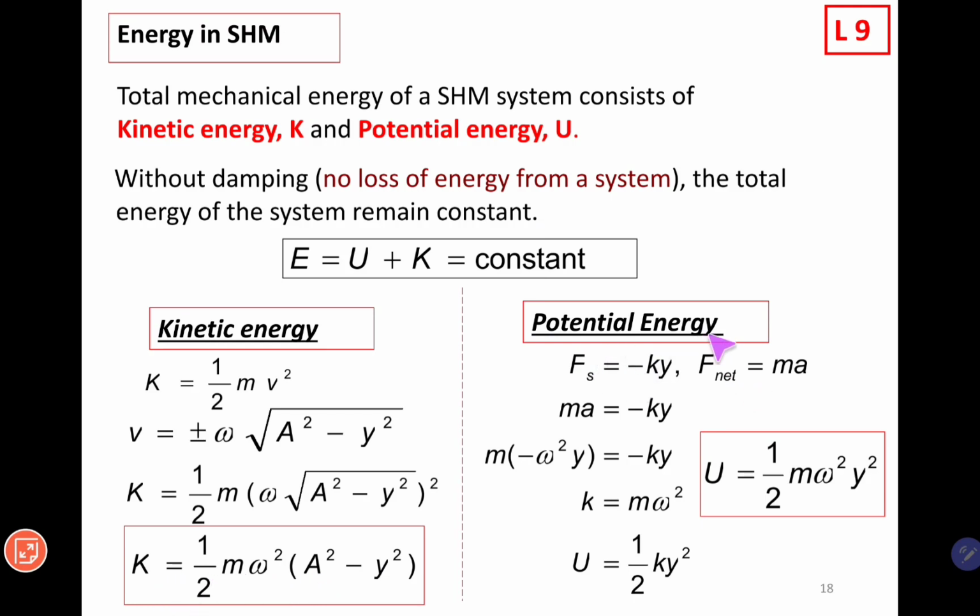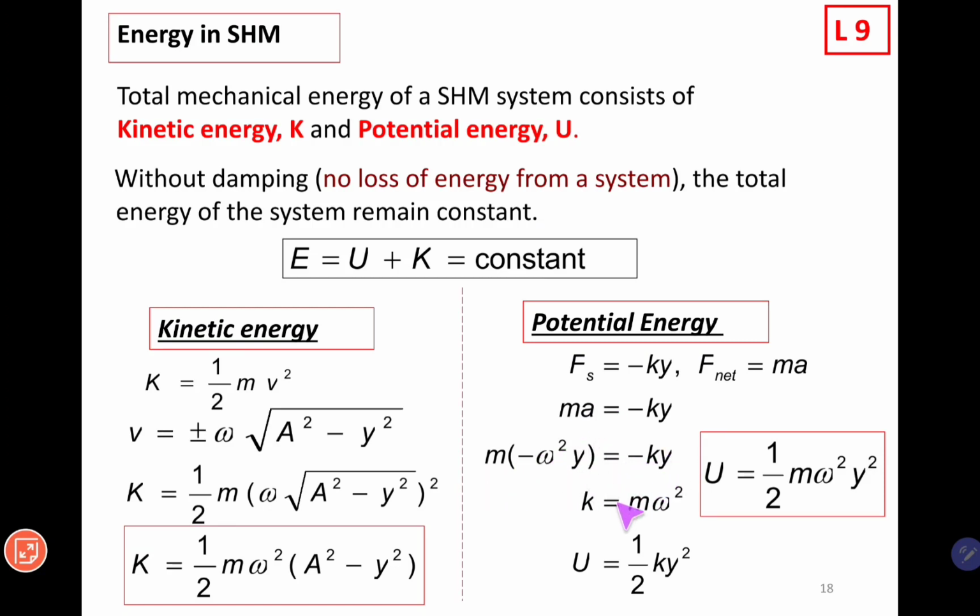Alright, and then for the potential energy, as we know according to Hooke's law, F equals negative ky. The negative represents direction. F is the restoring force. And we know that according to Newton's second law, F net equals ma. So by combining these two equations, you get ma equals negative ky. As we know, according to the definition of simple harmonic motion, a equals negative omega squared y. Substitute into this equation, you will get this.